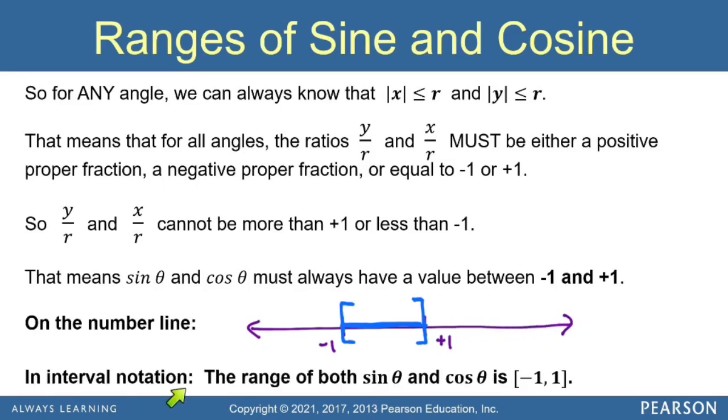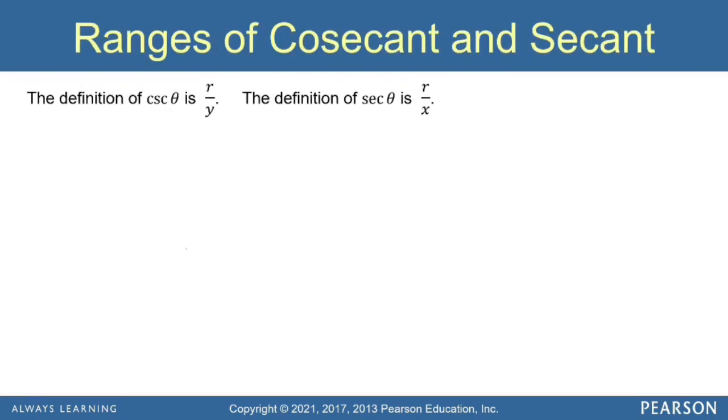So in interval notation, we would say that the range of both sine of theta and cosine of theta is bracket -1 comma +1. All sine values and all cosine values must be between -1 and +1. Now let's think about cosecant and secant.